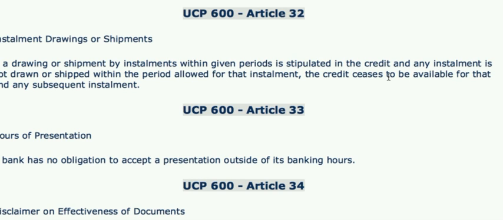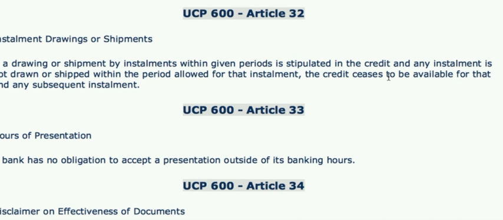If a drawing or shipment by installments within a given period is stipulated in the credit, and any installment is not drawn or shipped within the period allowed for that installment, the credit ceases to be available for that and any subsequent installment. So it is very clear: if installment drawings or shipments are mentioned in the credit, and any installment is not drawn or shipped within the period allowed for that installment.